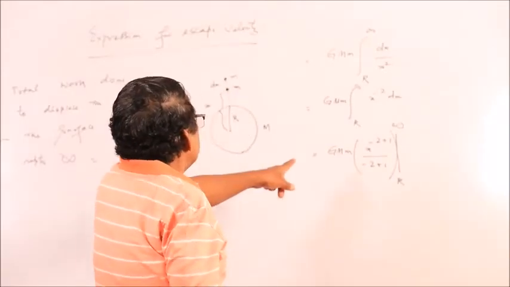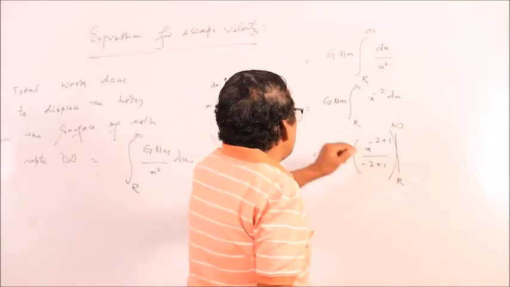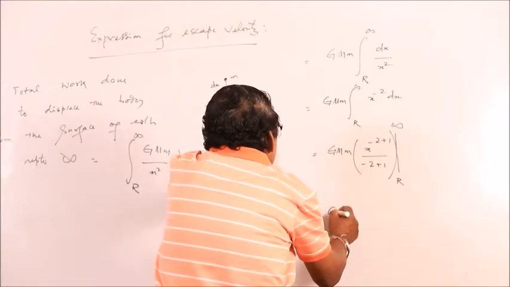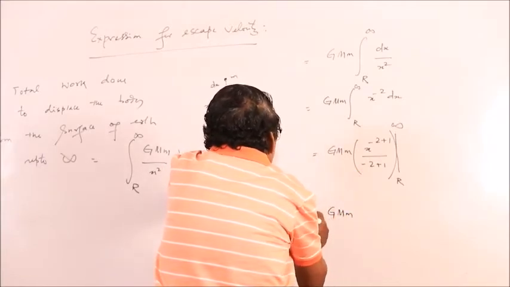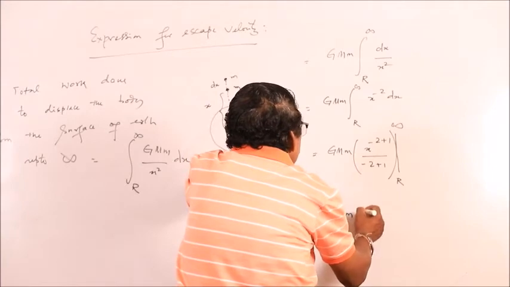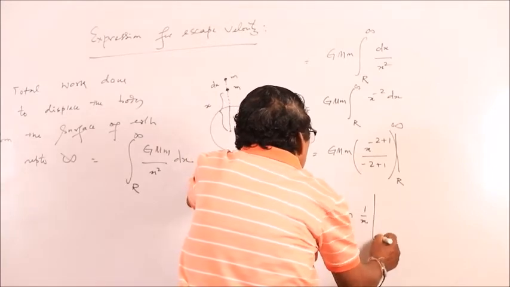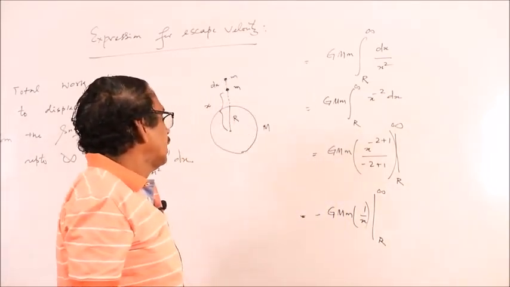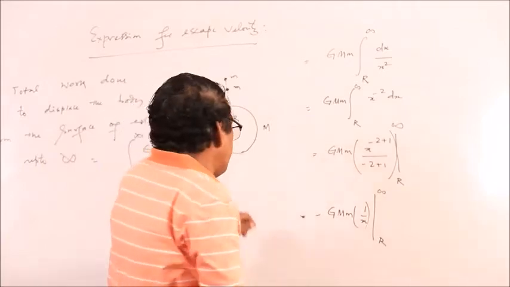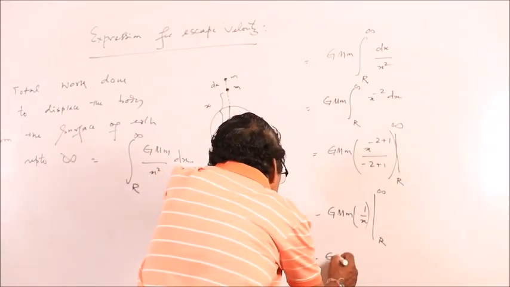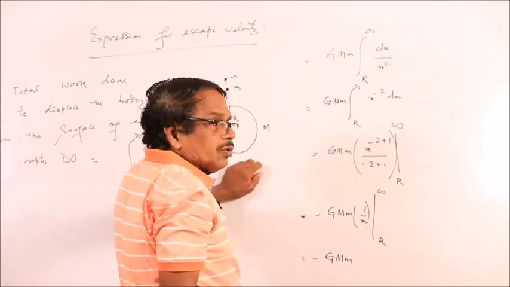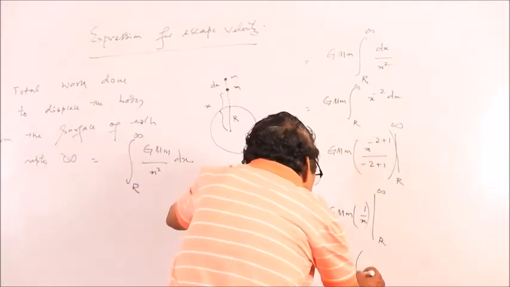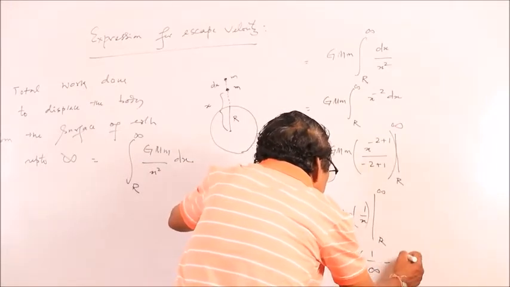So, the integration G M m, x to the minus 2 plus 1 by minus 2 plus 1, is equal to how much? Minus 2 plus 1 is minus 1, so minus G capital M small m, 1 by x from R to infinity. Now, put the limits. How do we put the limits? First upper limit, then subtract the lower limit. So, what is the upper limit? 1 by infinity minus 1 by R.